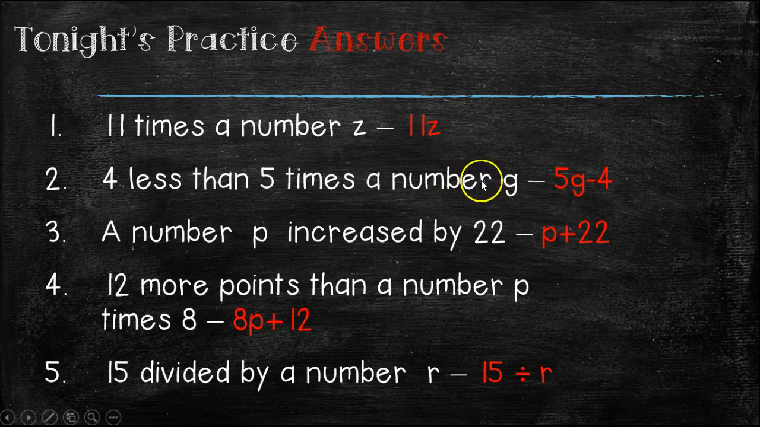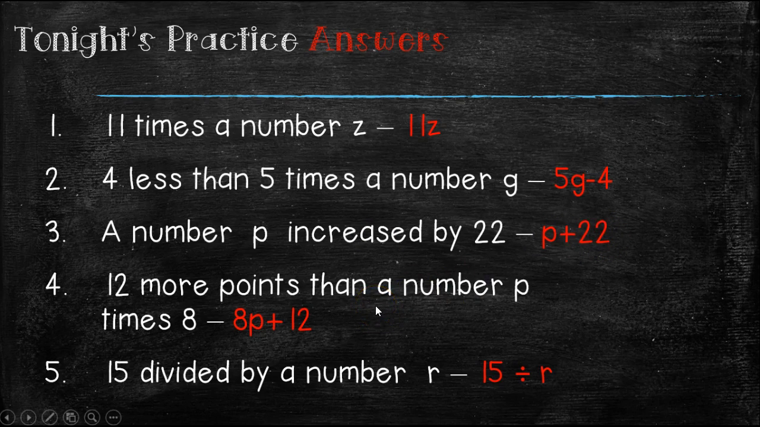4 less than 5 times a number G, well, we need to figure out 5G first and then subtract 4. So the answer is not 4 minus 5G. It has to be 5G minus 4. This next one, a number P increased by 22. Well, increased tells us we're adding. So here's our variable, and here's what we're adding to it.